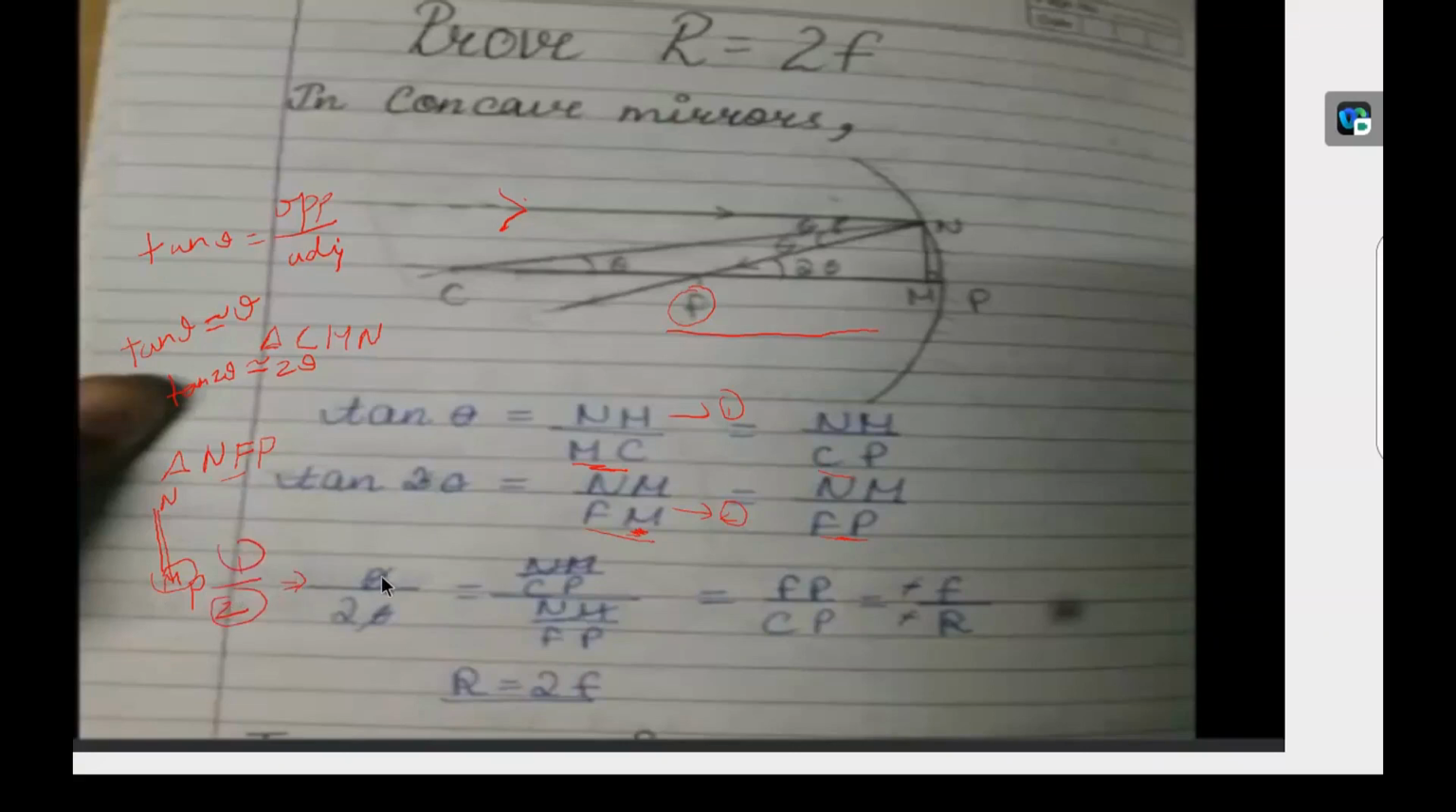What we will get? Theta by 2 theta. Here theta will get cancelled. In numerator we have got Nm only. Both Nm will get cancelled. Therefore, we are left with 1 by 2 in LHS. In RHS we have got Fp by Cp. But actually F to P we have got focal length, that means from pole to focus. From pole to center of curvature, radius of curvature.